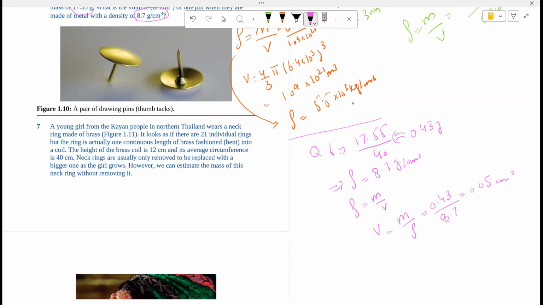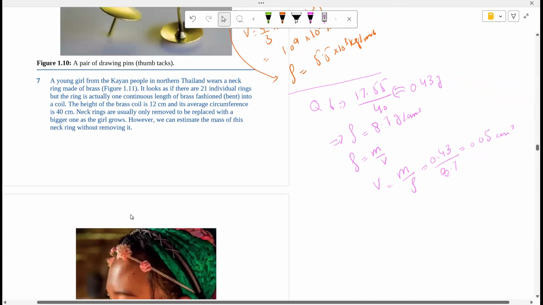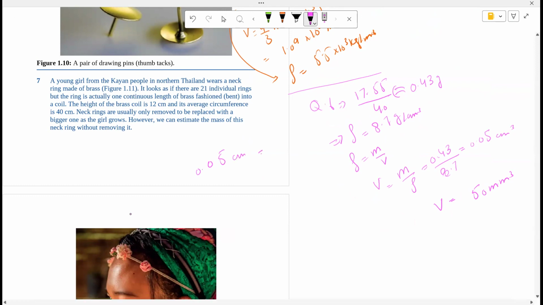And they have asked us to find out the answer in millimeter cube. So हम इसको क्या कर देंगे? 3 points forward move कर देंगे. So it would be 50 millimeter cube. Centimeter cube is 0.05 because we have done this multiple times. That 0.05 centimeter. Millimeters में कितना होगा?